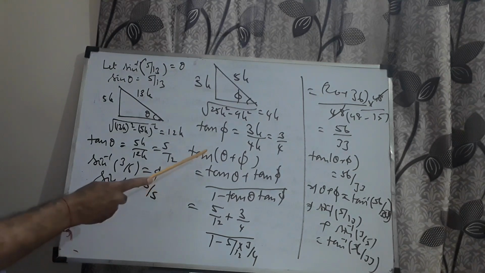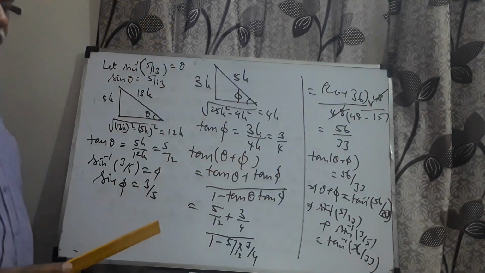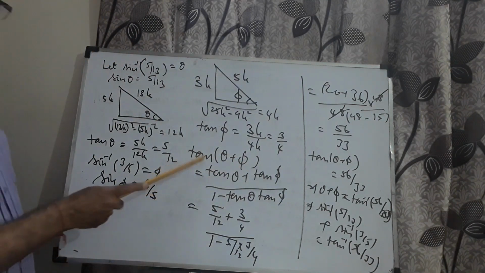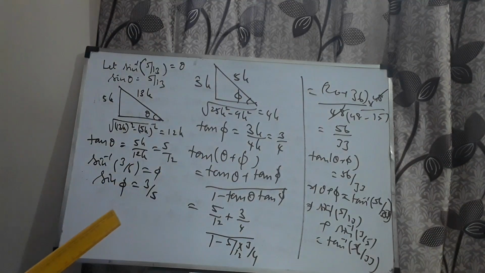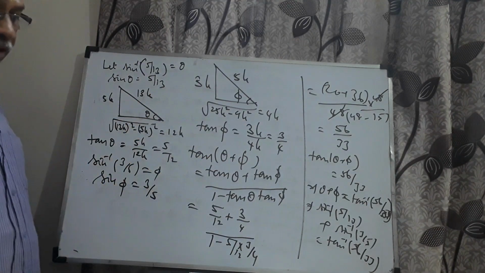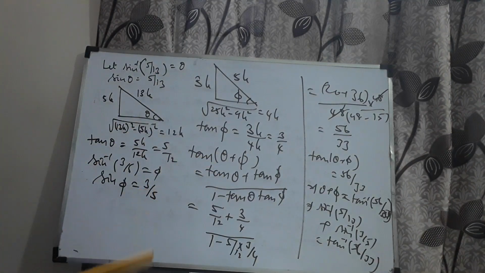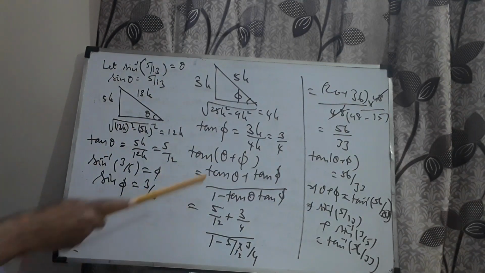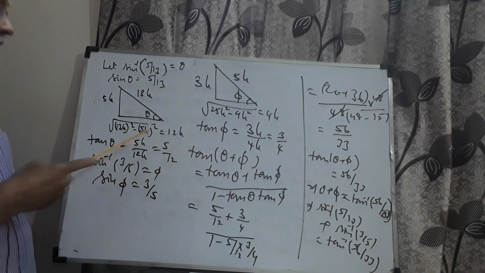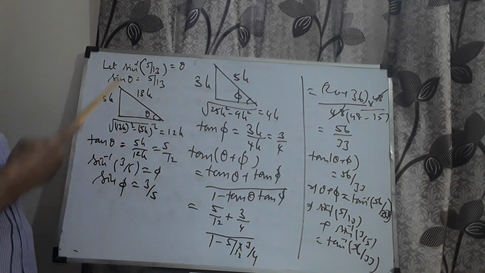Let me try to simplify tan of theta plus phi. If the right hand side is in terms of tan inverse, try to find tan of theta plus phi. If the right hand side is in terms of sin inverse, try to find sin of theta plus phi. If the right hand side is in terms of cos inverse, try to find cos of theta plus phi. Accordingly, I should find cos theta and cos phi, which we'll be using in the formula anyway.